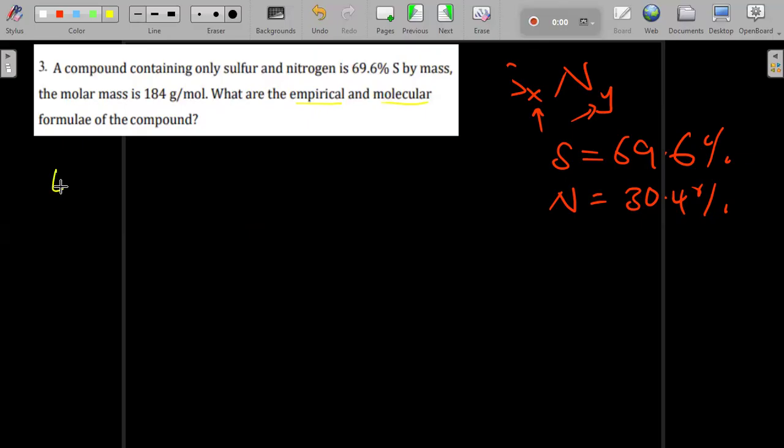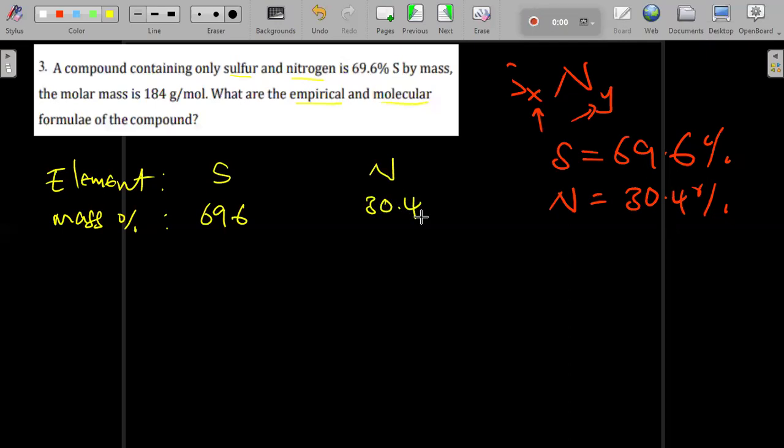Step one is we are going to write element. Then you list down the elements that are contained in that compound in the order that they are mentioned. Here we had sulfur and then nitrogen, so I'm going to write sulfur and then nitrogen there. After that, you write the mass percent here. The mass percent for sulfur is 69.6. The mass percent for nitrogen is 30.4. And then after that, you'll find the moles.